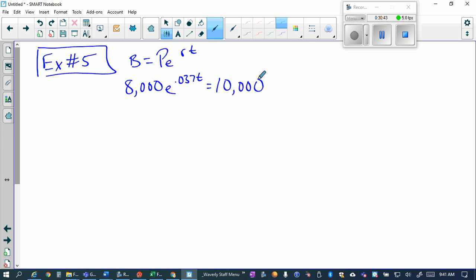Okay? Well, I can undo that natural logarithmic base with a natural logarithm. But I have to do what first? Clean it up, right? Divide both sides by 8,000. So we end up with e to the 0.037t equals, what's 10,000 divided by 8,000?